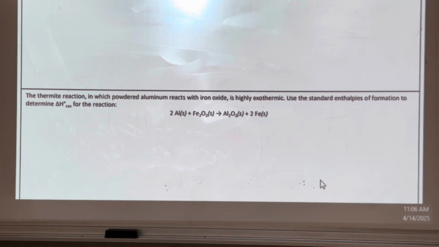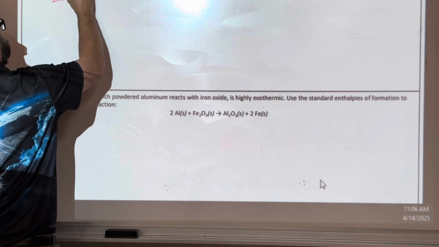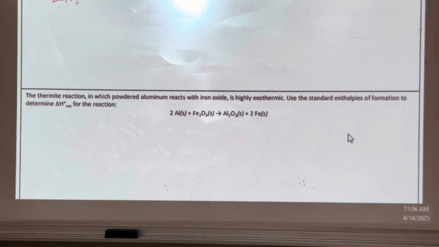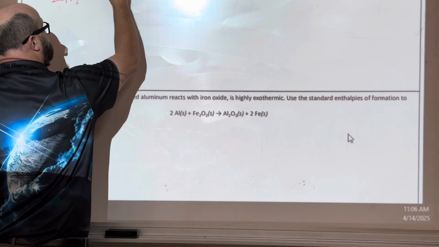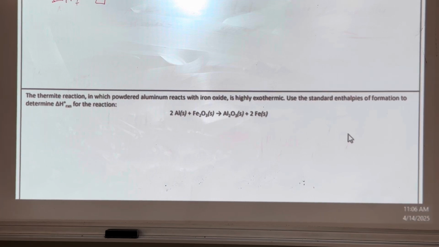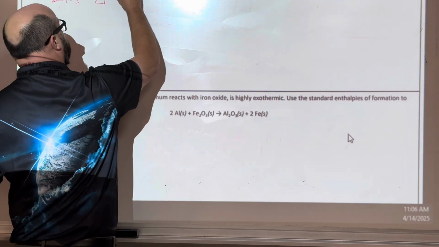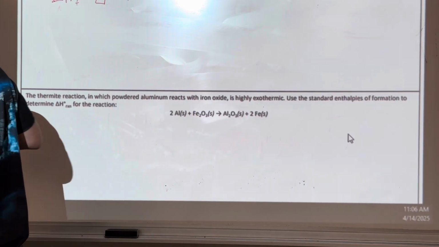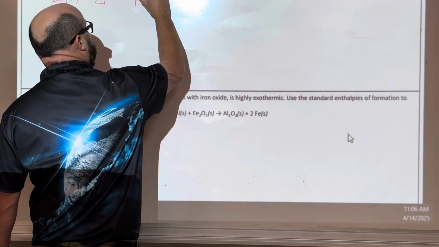Let's see. Use the standard enthalpies of formation to determine delta H for the reaction. This is NH3 plus oxygen yields nitrogen monoxide and water. First up, delta H of formation equals, and I cannot draw these things. Something like that. Give me a break. Sum of delta H of formation of the products minus the reactants, I should say.